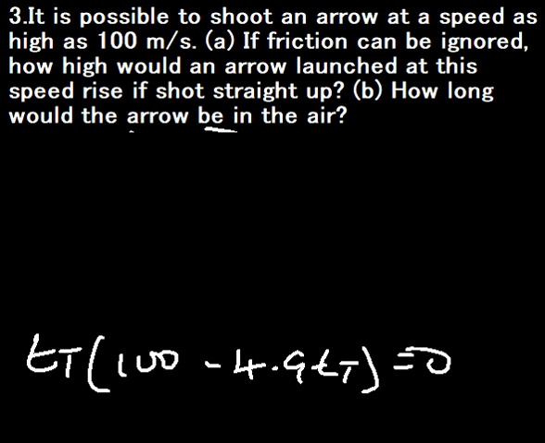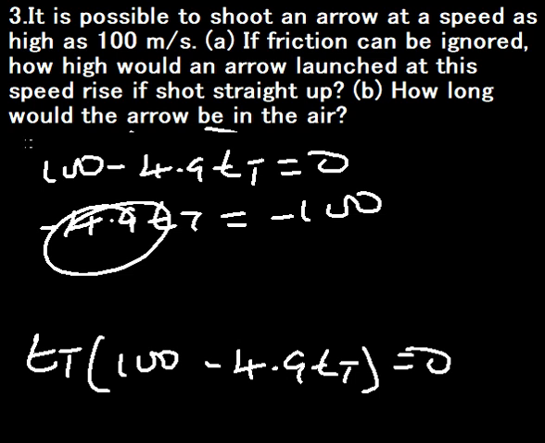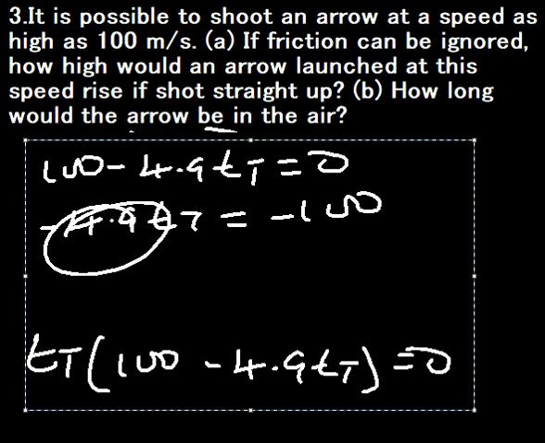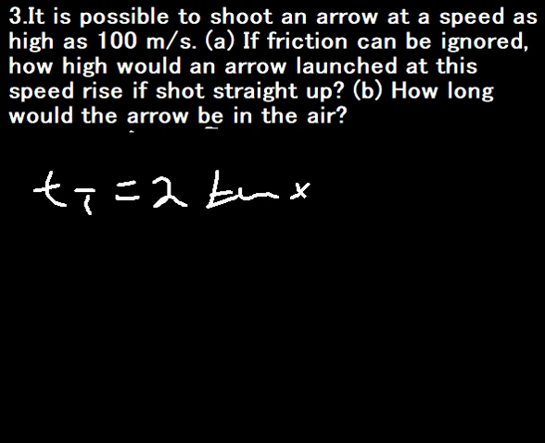Practice will make you perfect. So now we have 100 minus 4.9 d total is equal to 0. This is the same as negative 4.9 d total is equal to negative 100. You have to divide both sides by negative 4.9 to get the d total. Or else you can also use this formula as well, whichever. You should know that d total is equal to 2 times d max, where you could solve for d max.